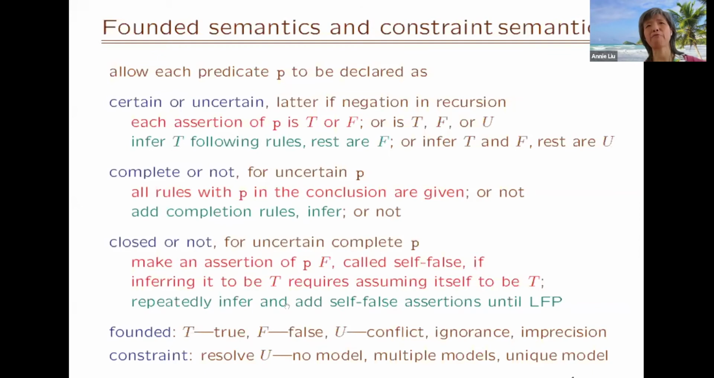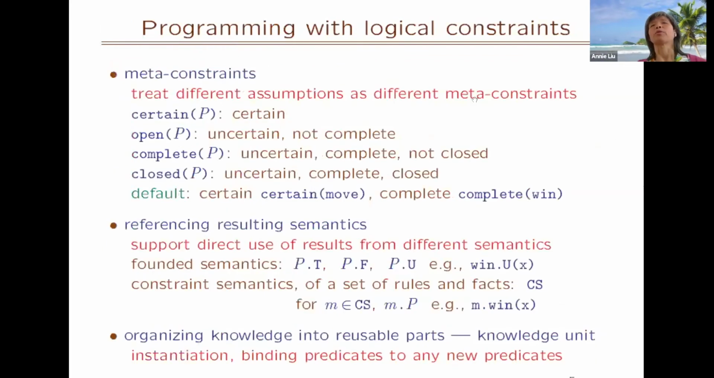And you repeatedly do the infer and add self-false assertions until you reach a fixed point. So you get founded semantics that gives you true, false, undefined, corresponding to conflict, ignorance, or imprecision. And constraint semantics tries all combinations to resolve undefined, giving you no model, multiple models, or unique models corresponding to these 3. So this work really says, okay, we can capture those with meta constraints, these 4: certain, as we just said.